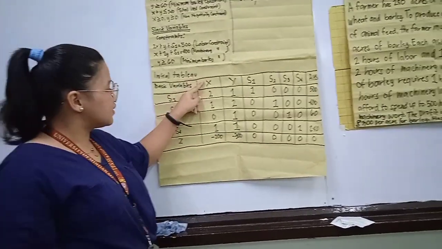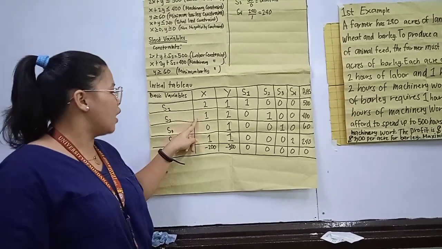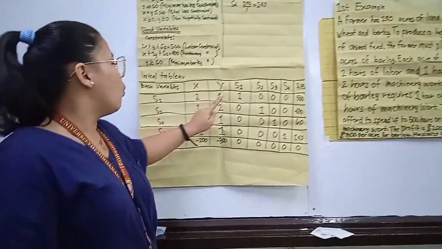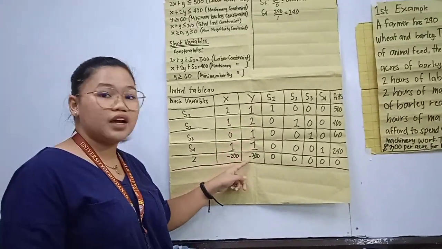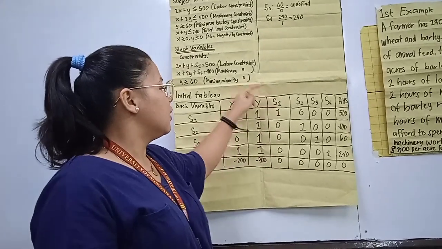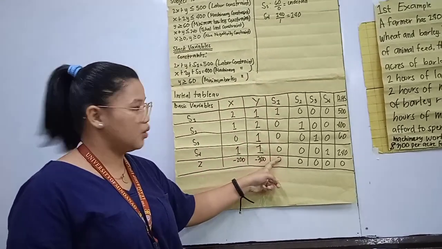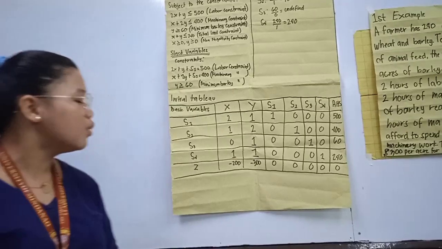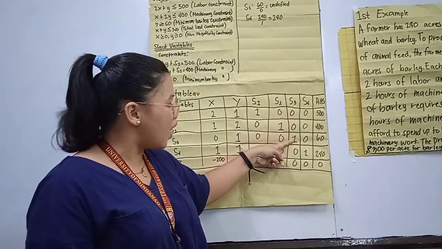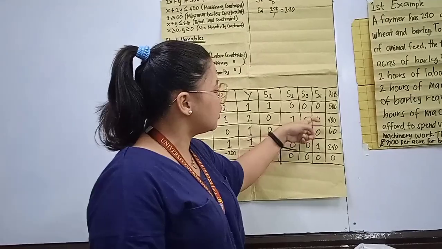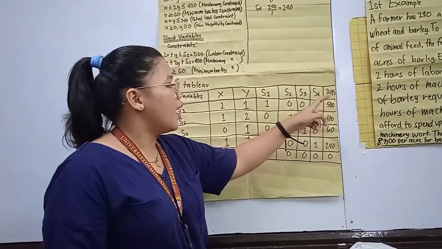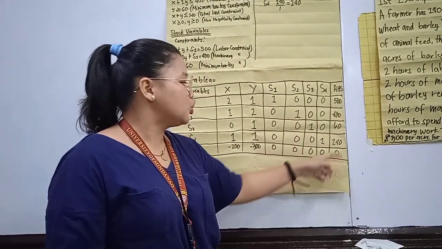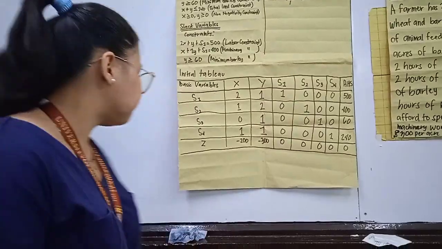So X is 2, 1, 0, 1, negative 200. Y is 1, 2, 1, 1, negative 300. S1 is 1, 0, 0, 0, 0. S2 is 0, 1, 0, 0, 0. S3 is 0, 0, 1, 0, 0. S4 is 0, 0, 0, 1, 0. And our RHS is 500, 400, 60, 240, and 0.